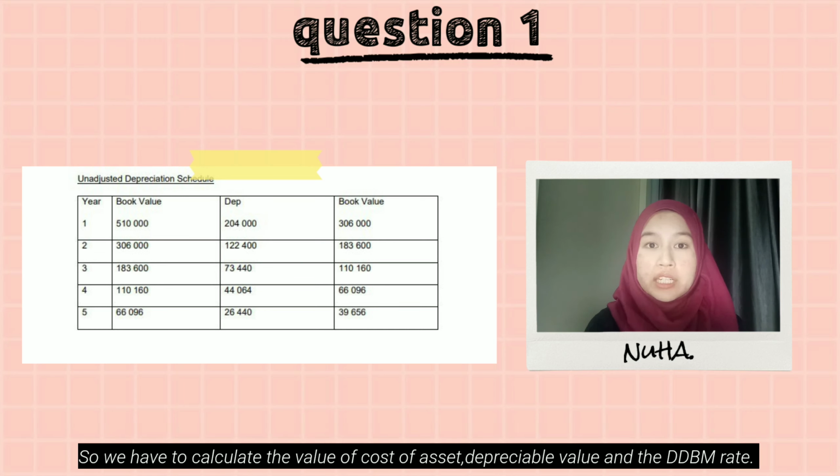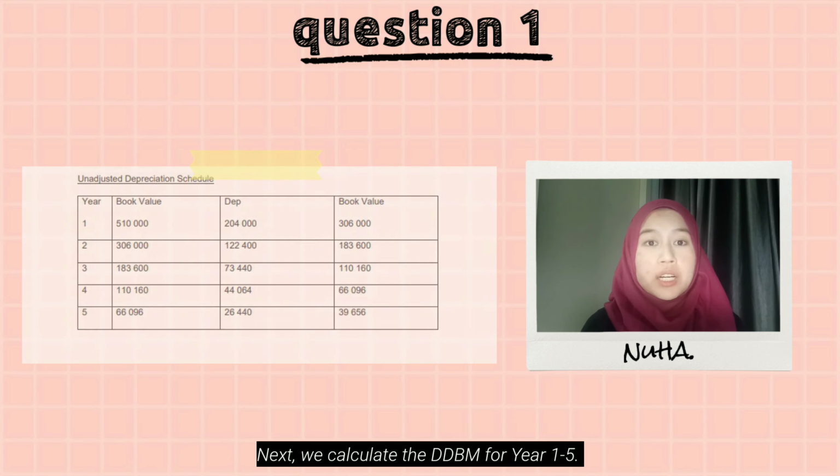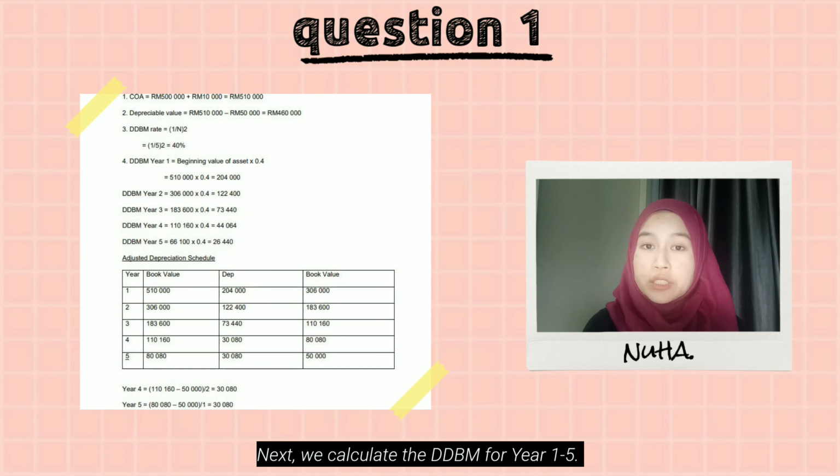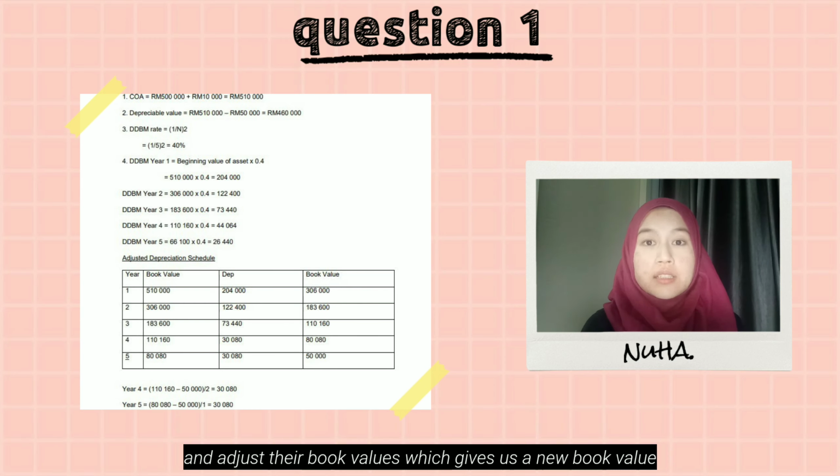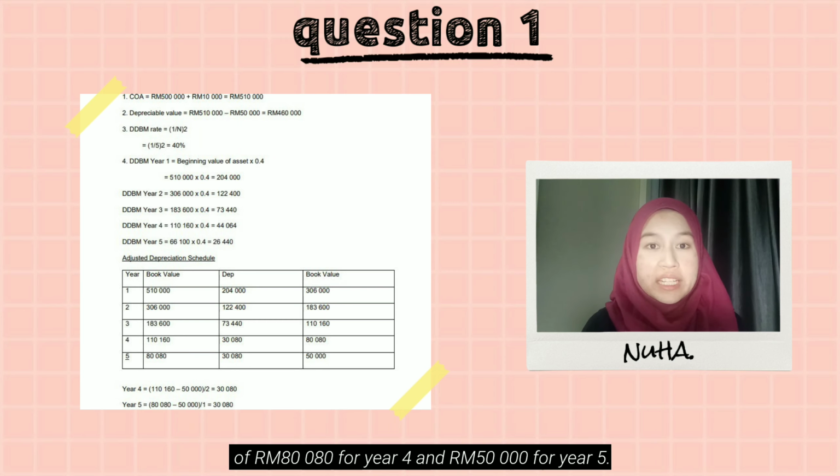So we have to calculate the value of cost of asset, depreciable value, and the DDBM rate. Next, we calculate the DDBM for year 1 to 5. Once we get the complete table, we have to calculate new depreciation values for the last 2 years and adjust their book values, which gives us a new book value of 80,080 ringgit for year 4 and 50,000 ringgit for year 5.